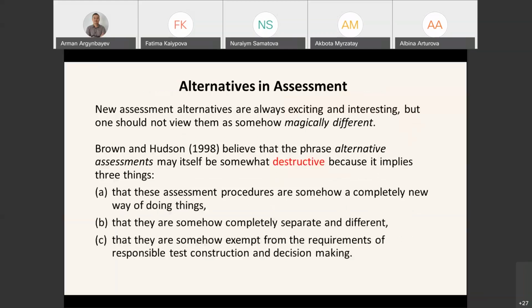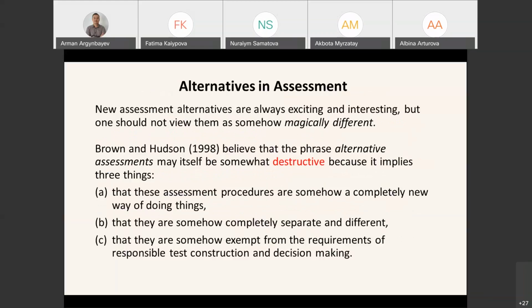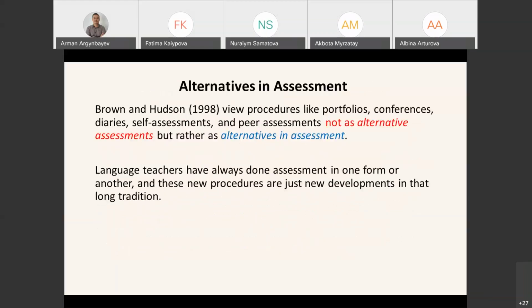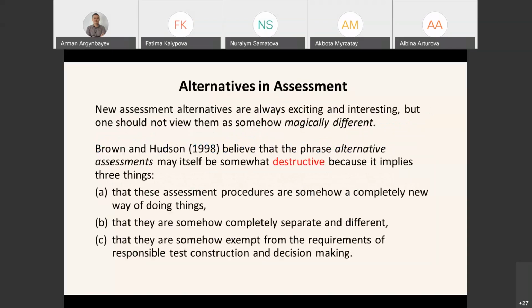Okay, and alternatives in assessment. Again, Brown and Hudson view procedures like portfolios, conferences, diaries, self-assessments, not as alternative assessments, but rather as alternatives in assessment. So we shouldn't call the, sorry, here.